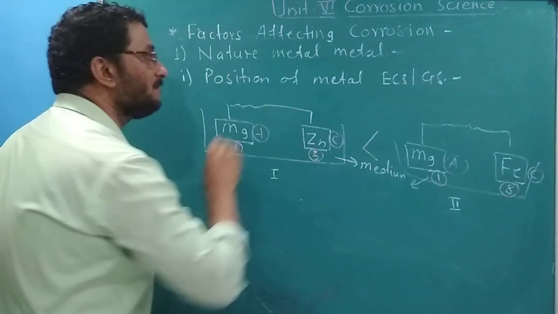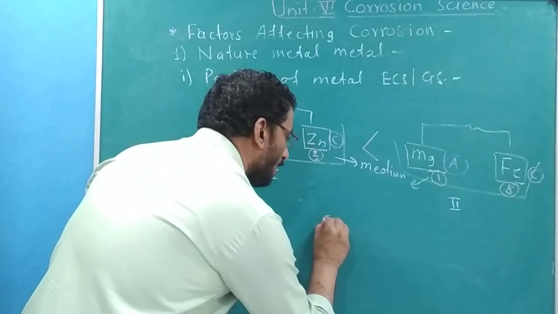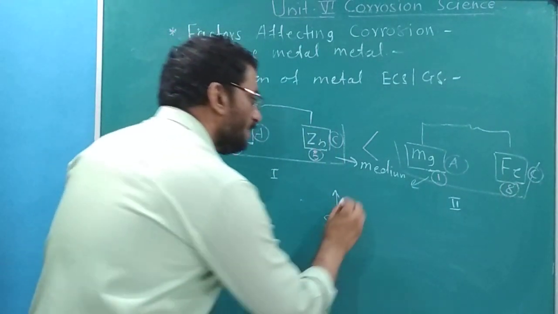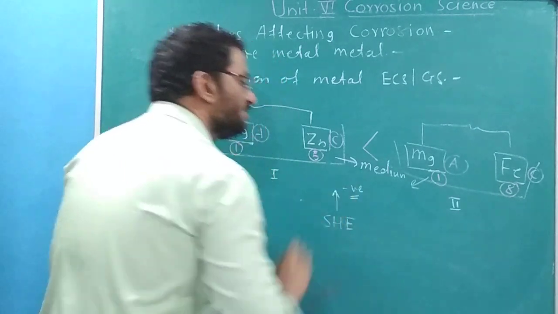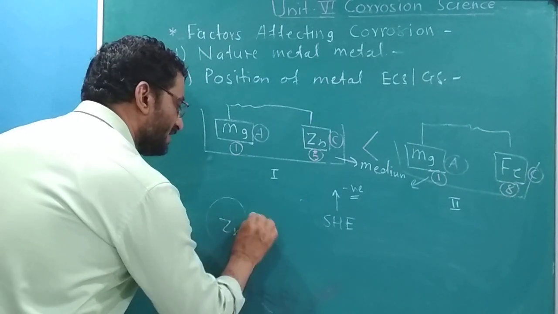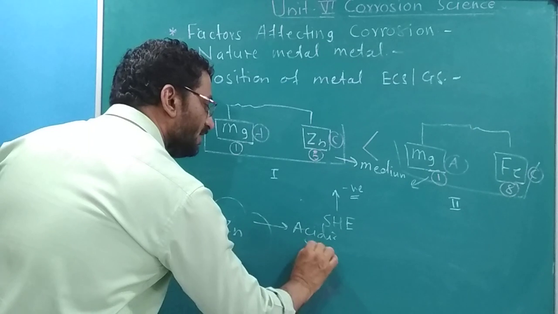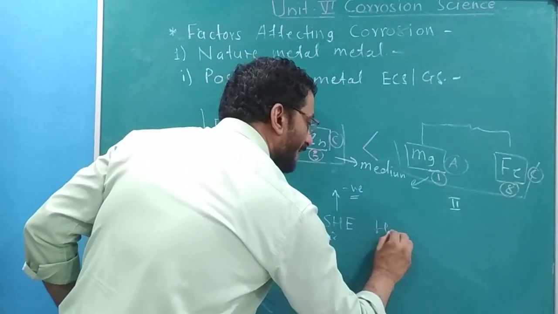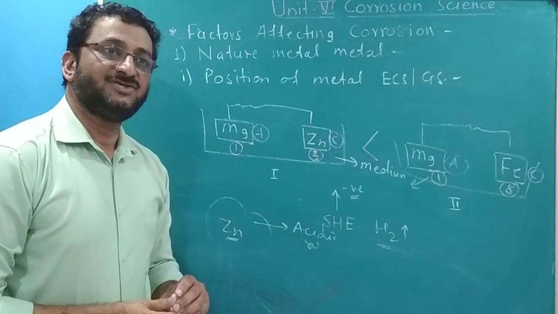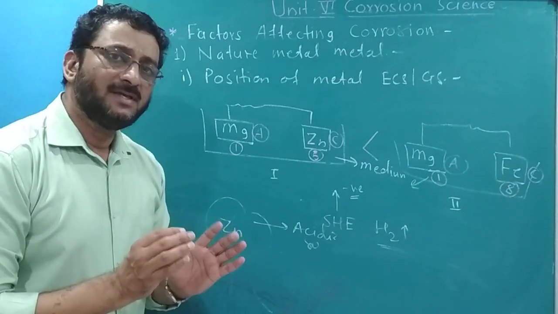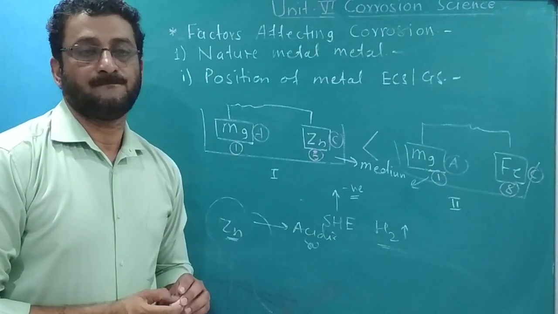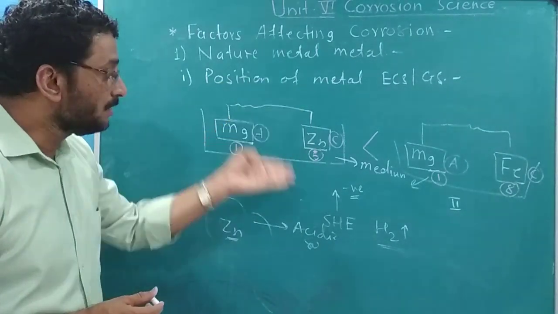Third example. What information do we get from the position? We also know that all the elements placed above hydrogen in the electrochemical series have a negative value of electrode potential. They undergo dissolution. We have seen the case of a zinc rod exposed to acidic solution, it undergoes dissolution, which is observed by evolution of hydrogen gas. So all the elements placed above SHE in the electrochemical series, having some negative value of electrode potential, will undergo dissolution with the liberation of hydrogen. That is also information we get from the position of the element.